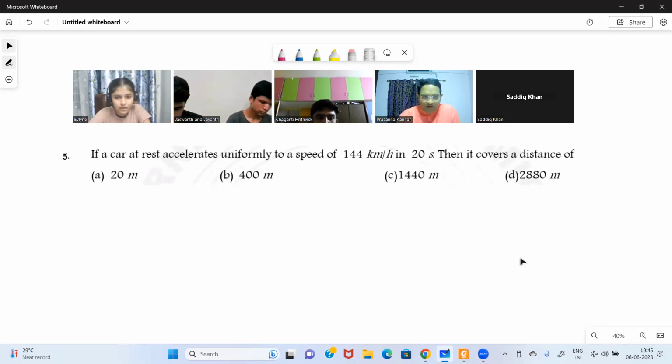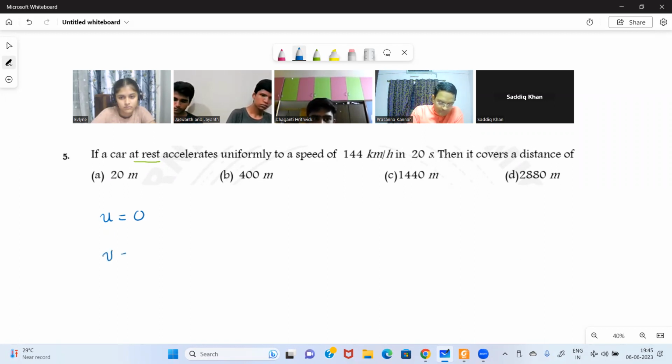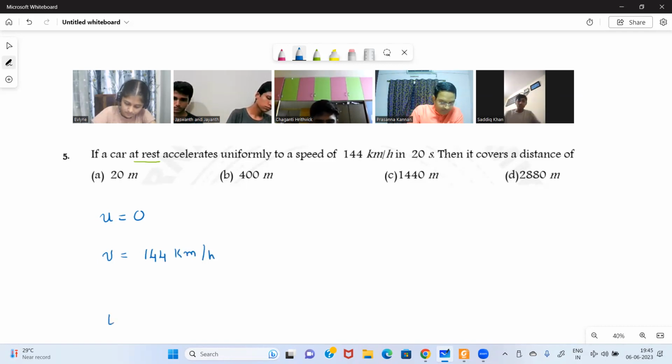All right. If a car is at rest, the moment you hear the word rest, what do you write? What do you infer? Initial velocity is 0. The moment you hear that the car is at rest, then initial velocity is 0. It accelerates uniformly to a speed of 144 km per hour. In how much time, students? 20 seconds.